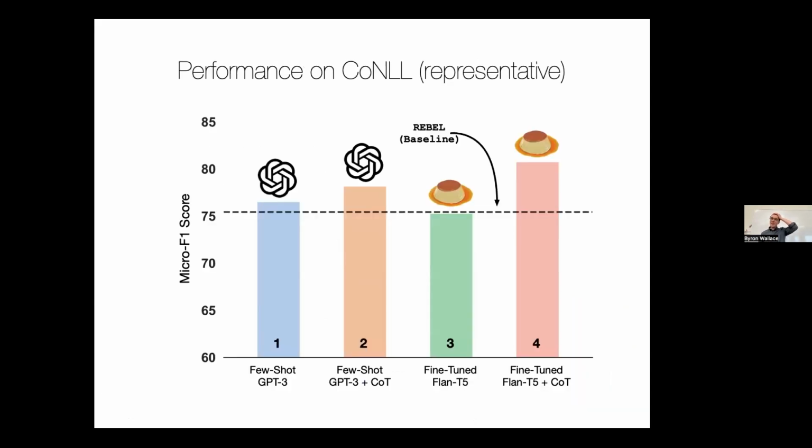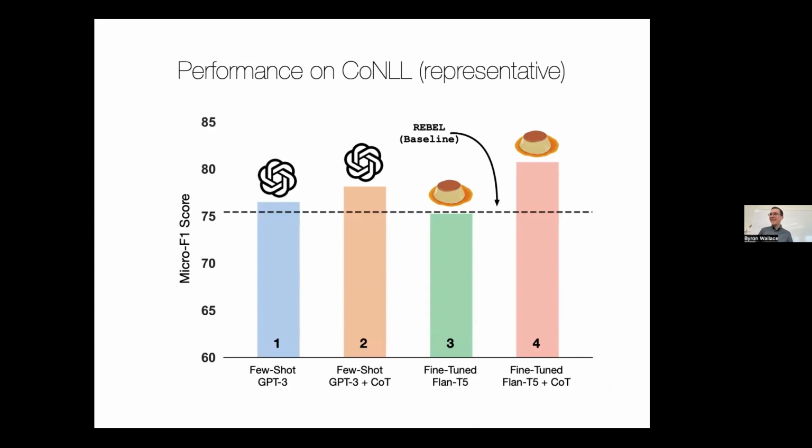And so what is this plot showing? The dotted line is what was the state of the art on CoNLL. CoNLL is a standard relation extraction data set used probably for too many years in NLP. But basically what this is showing is that if you fine-tune this generative model, which was REBEL, a BART-based model, you get performance around 75 F1 score.